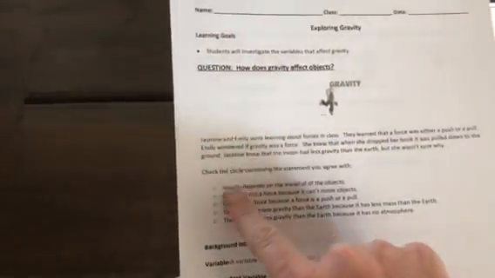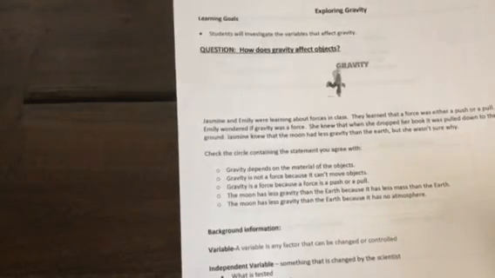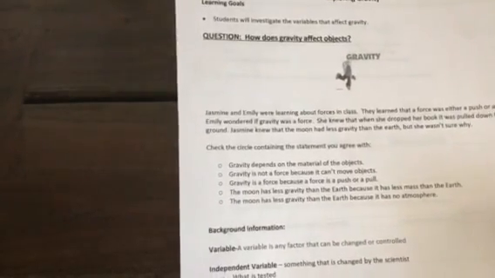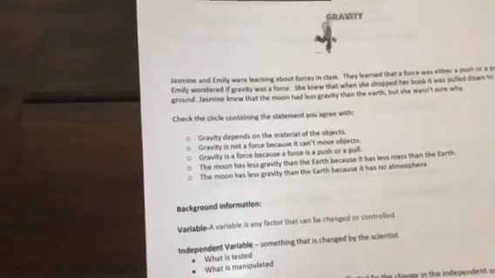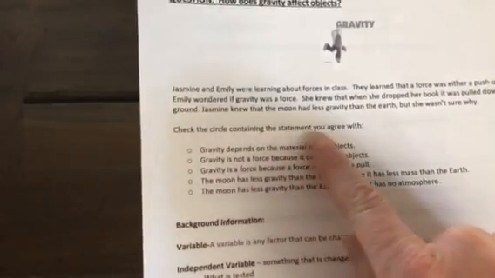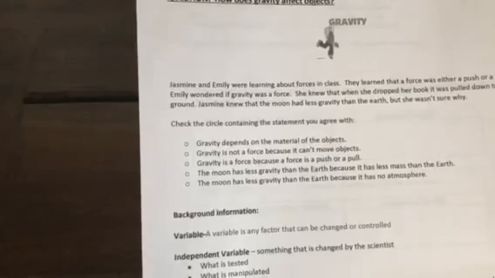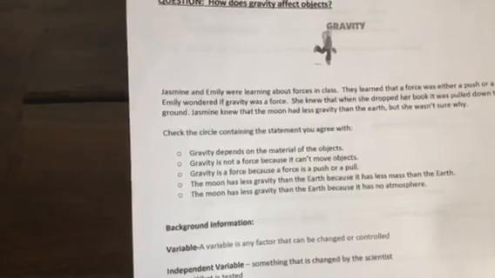So you're gonna start by circling all of the statements that you agree with. So we're gonna go through some of those as just some of the background information. So the first statement says, gravity depends on the materials of the objects. That actually is, well, what do you think it is? This says circle or check the circle containing the statement you agree with, but more than one of these is going to be correct. So gravity depends on the material of the objects. And that answer is actually true.